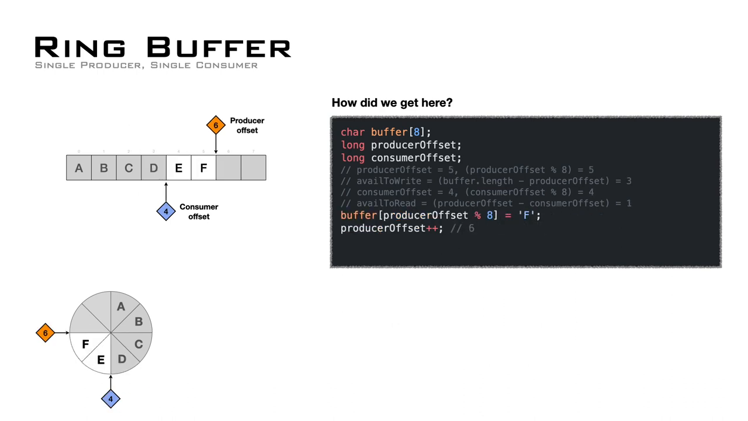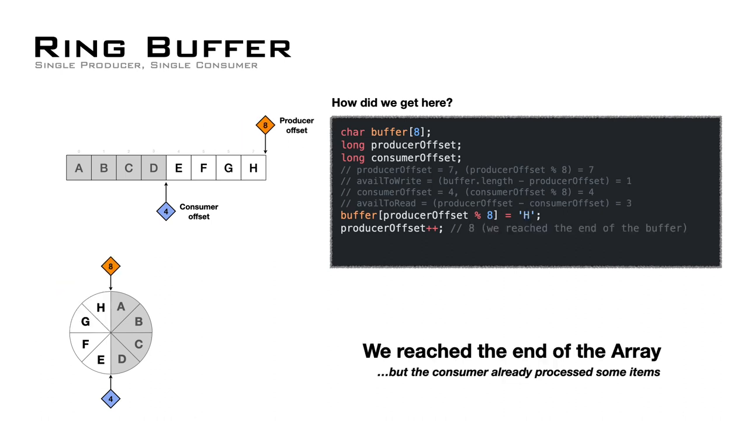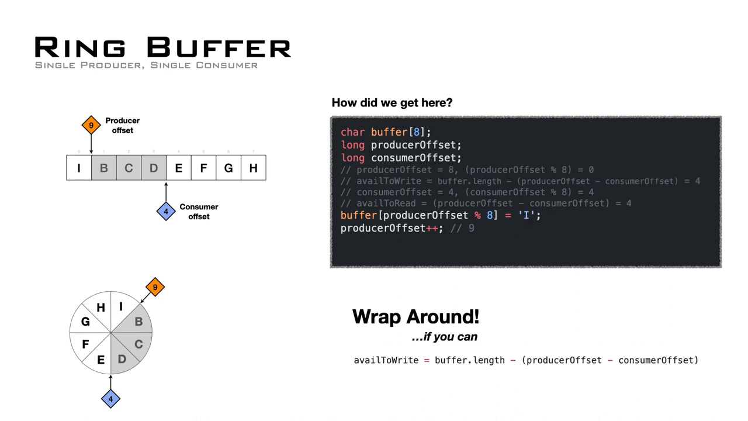Now, let's see what happens when we reach the end of the array. If you look at the picture, the consumer already processed the items up to the 4th. This means that we don't need them anymore. The producer can wrap around and start over. At this point, we can see two things. To calculate the space available to write new events, we have to take into consideration the position of the consumer. And the sequence number keeps growing. We are at 9, even if the length of the array is 8.